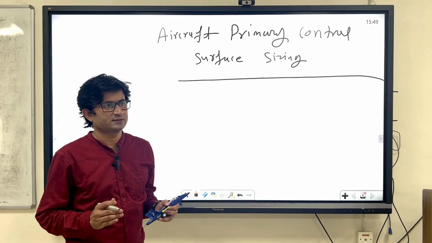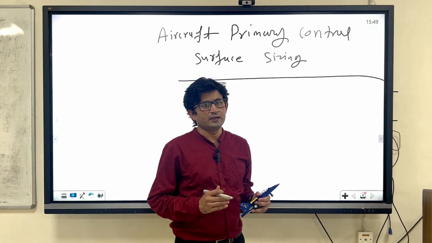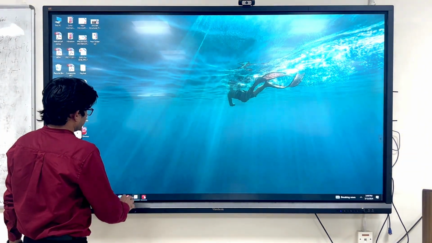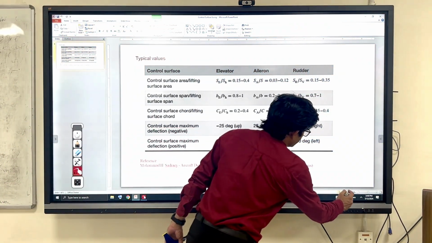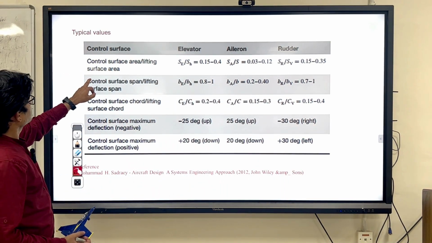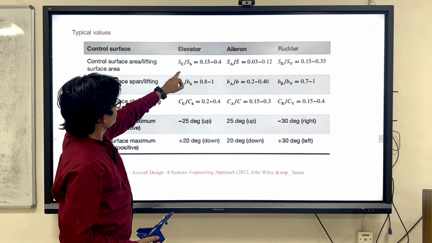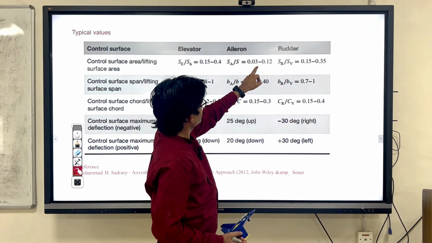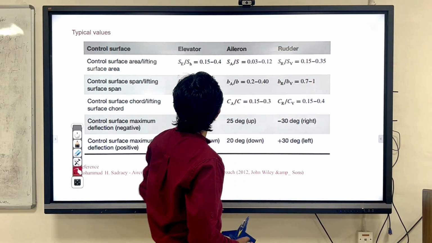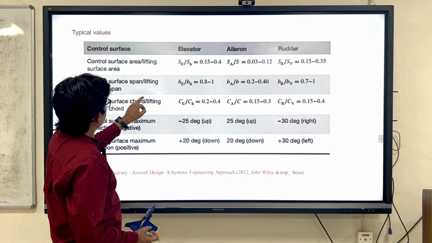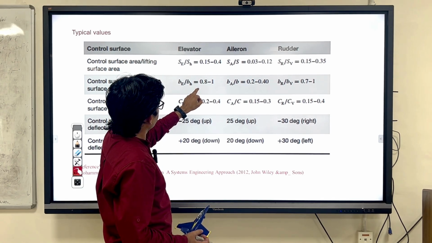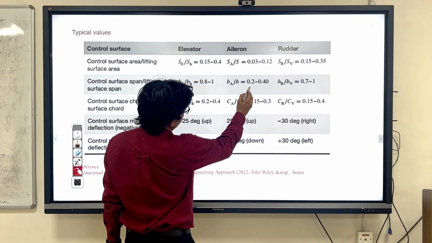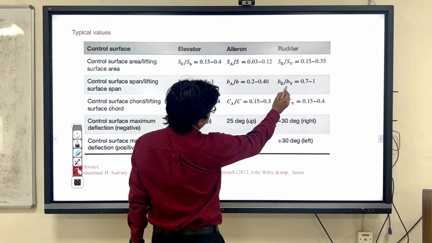So many aircraft have been sized and much data has been collected, and the control power has been checked, and the data is published. You can see here, based on the historical data, the control surface area by lifting surface area for an elevator ranges from 15 percent to 40 percent, aileron 3% to 12%, and rudder 15% to 35 percent. And for the control surface span, the elevator span ratio ranges from 0.8 to 1, that is 80 percent to 100 percent, the aileron ratio to span is around 0.2 to 0.4, and the rudder span to vertical tail span is around 0.7 to 1.